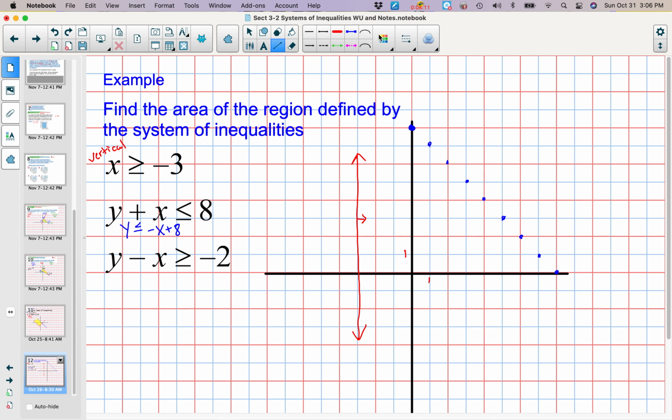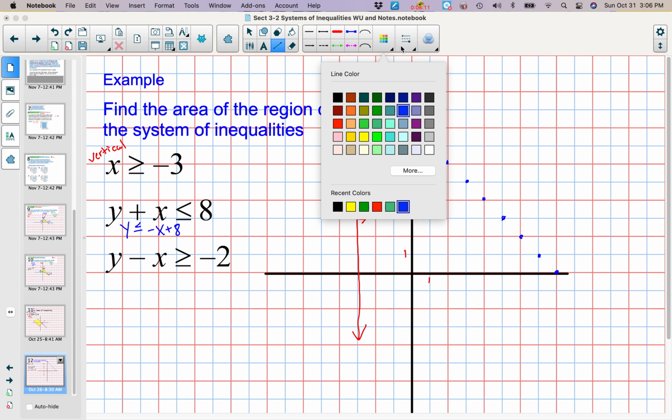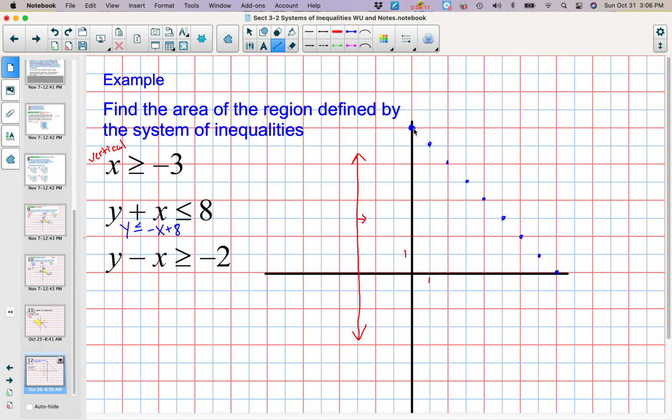So I'm definitely going to get this. Now I'm guessing I'm going to extend this because I can see already, I'm probably going to have to extend this too, so I can see where they cross. Should have counted by 2s.